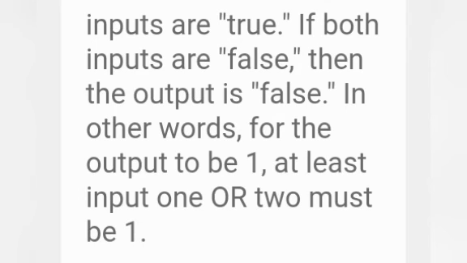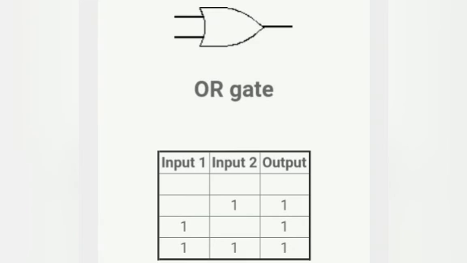You can see the OR gate figure. Input 2, output 1. Input 1, output 1. Input 1, input 2 both 1, and output is also 1.